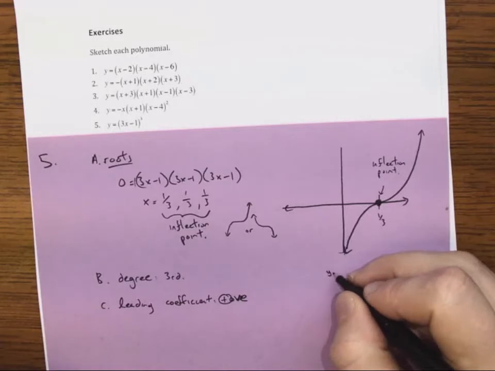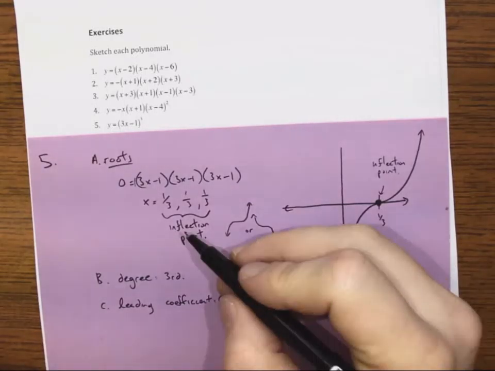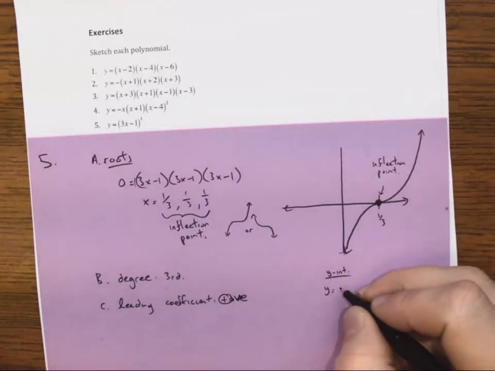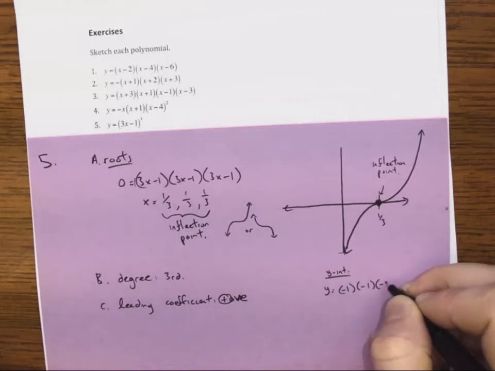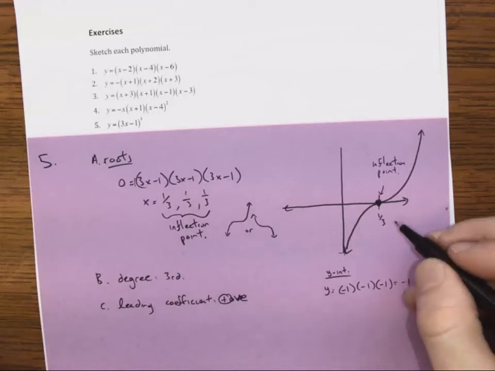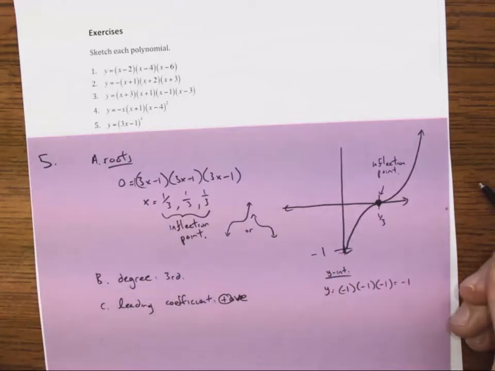And let's just test the y-intercept. Make sure we were on the right track here. So very simply, I'm going to put in 0 for x, which means the 3x's all disappear, and I end up with negative 1 times negative 1 times negative 1, which is negative 1. It means I have a negative y-intercept, so that's the value negative 1 here. Okay.